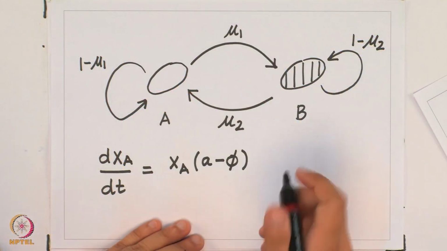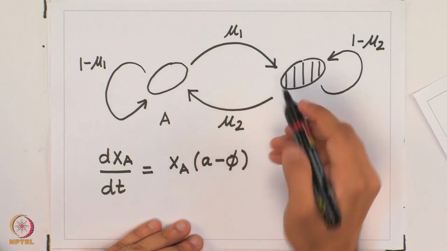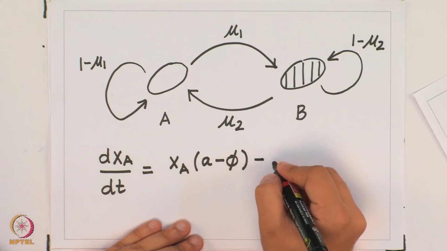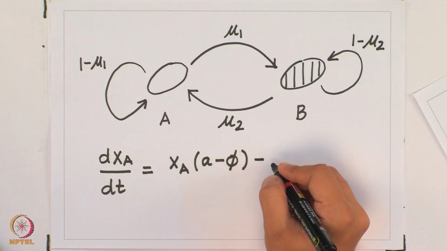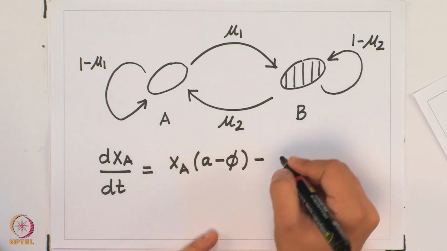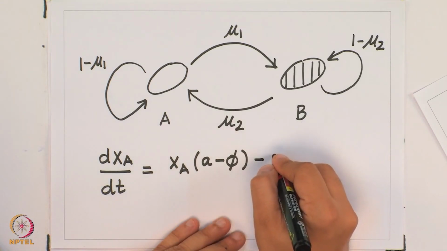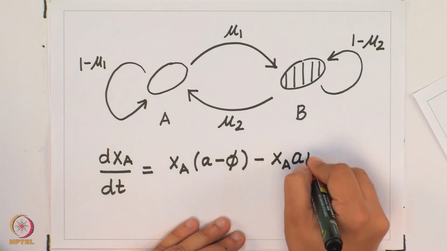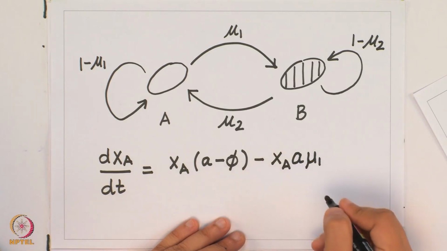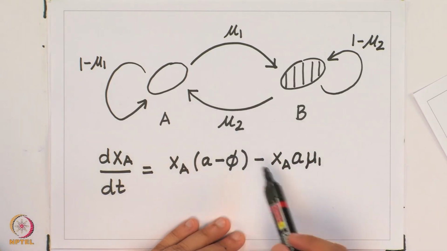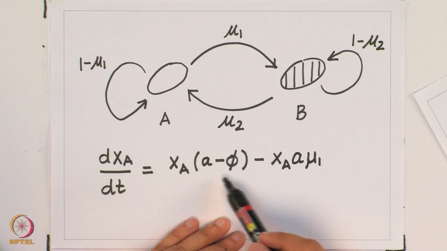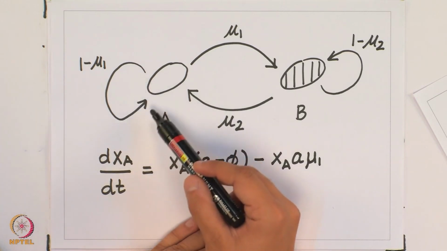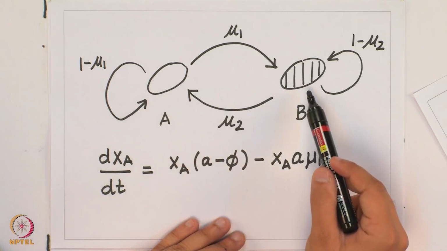This is the natural growth, but then some individuals which divide and belong to genotype A lead to the production of genotype B and not A. So, we subtract that amount, which is xa times A times mu1. This is overcounting that has happened in this expression, because some of these replication events do not lead to production of genotype A, but actually lead to production of genotype B.